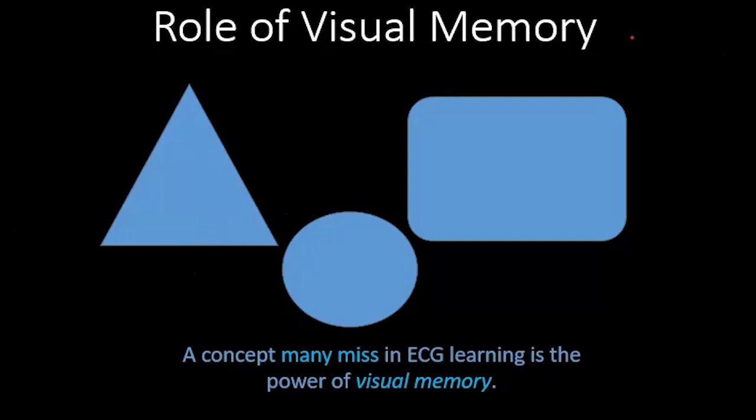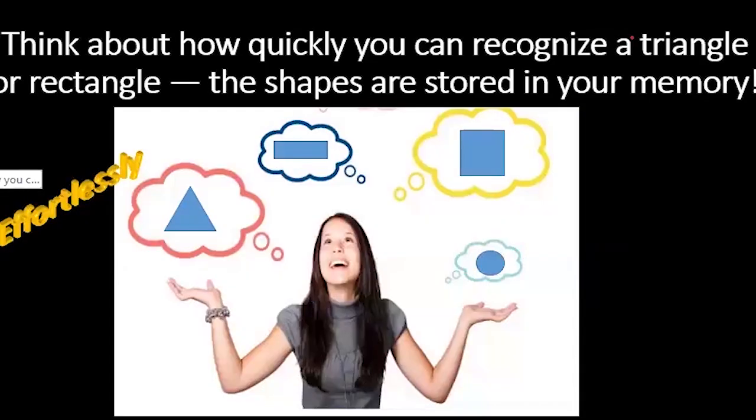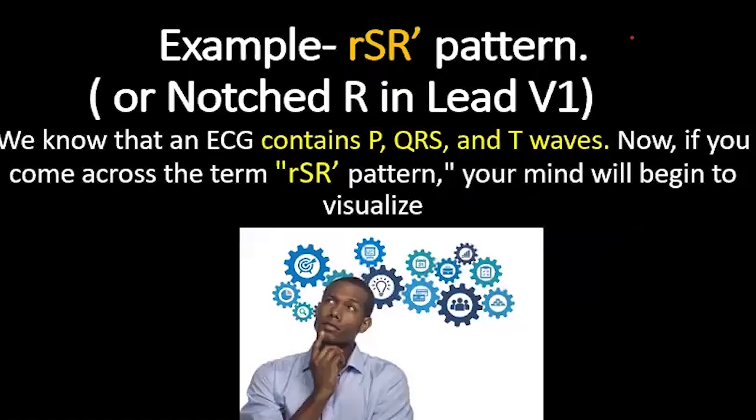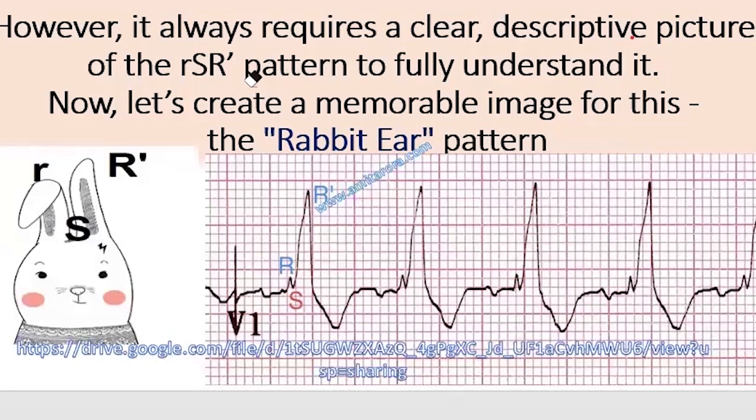So immediately, as soon as you come across these images, your mind can recognize them like a triangle, rectangle, or square. But what about a kid who has just begun to recognize these shapes? Similarly, when you come across some new pattern in ECG, suppose RSR pattern, it always requires a clear descriptive picture of the RSR pattern to fully understand it.